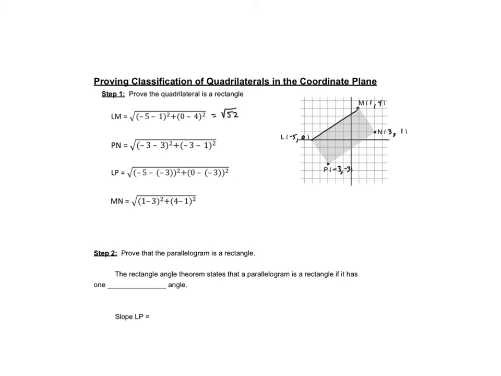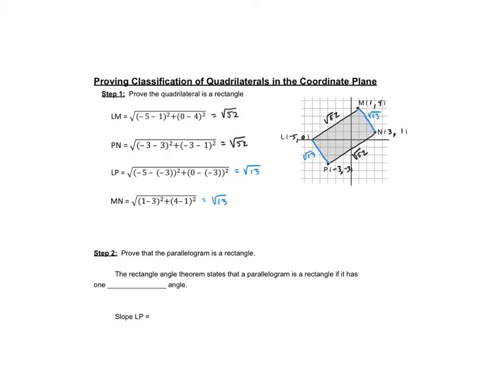I find out that PN is going to simplify to the square root of 52. So let's see here, the square root of 52, the square root of 52. So far, I have congruent opposite sides. LP is going to simplify with the distance formula to the square root of 13. And then finally, MN is going to simplify also to the square root of 13. So I do have two pairs of opposite congruent sides.